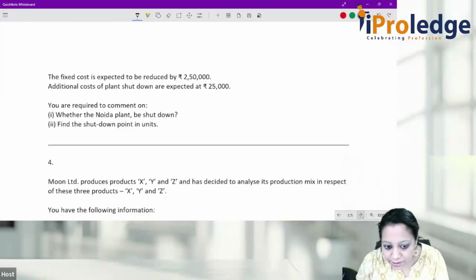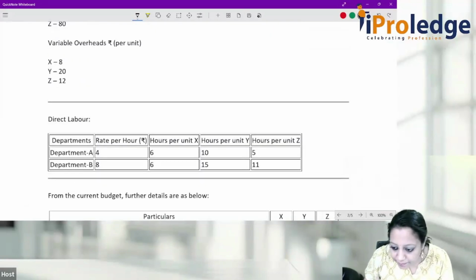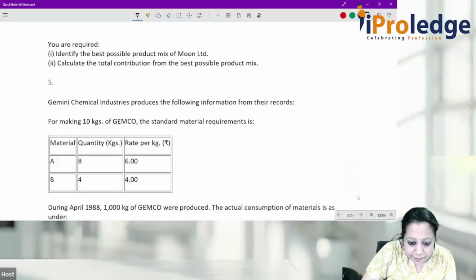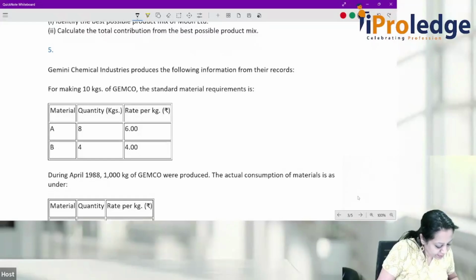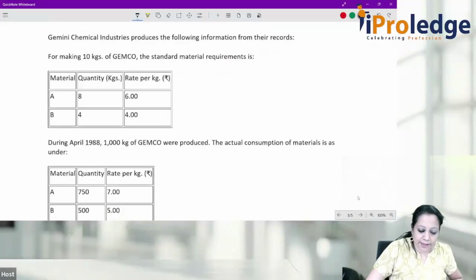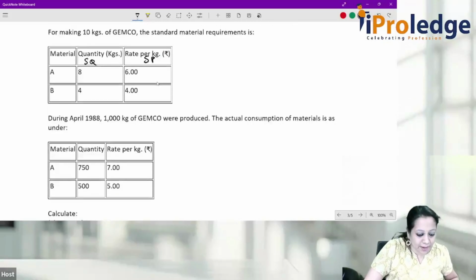Okay, so now we will proceed to question number 5. That is the one that I want to do first. Let me read from here. Gemini Chemical Industry produces the following information from their records. For making 10 kgs of Gemco, the standard material requirement is given to us. So this is the standard quantity and this is the standard price. In the first 15 minutes, you can observe all these.